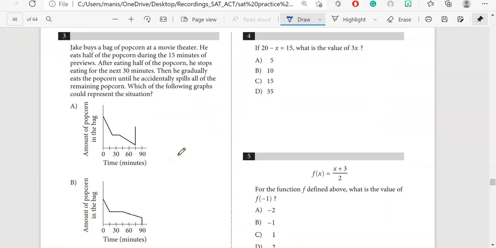Alright, question number 3. Jake buys a bag of popcorn at a movie theater. He eats half of the popcorn during the first 15 minutes of previews. After eating half of the popcorn, he stops eating for the next 30 minutes. Then he gradually eats the popcorn until he accidentally spills all of the remaining popcorn. Which of the following graphs could represent the situation?